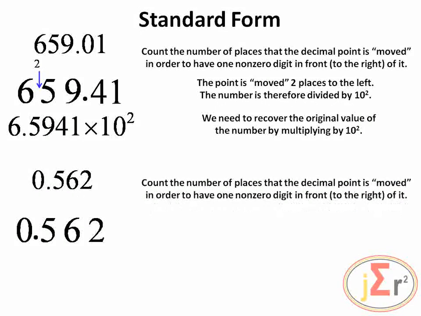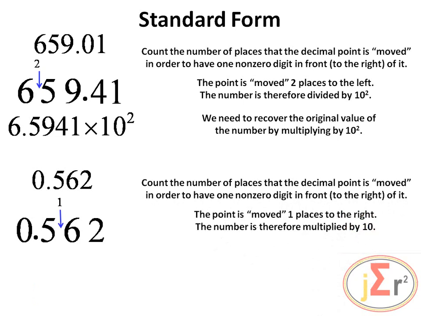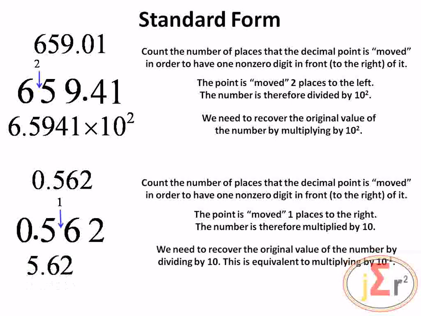Count the number of places that the decimal point is moved as usual. Just 1. The point is moved 1 place to the right. The number is therefore multiplied by 10. We need to recover the original value of the number by dividing by 10. This is equivalent to multiplying by 10 to the negative 1.